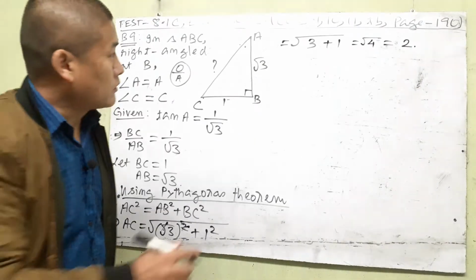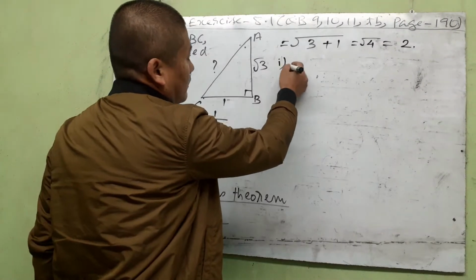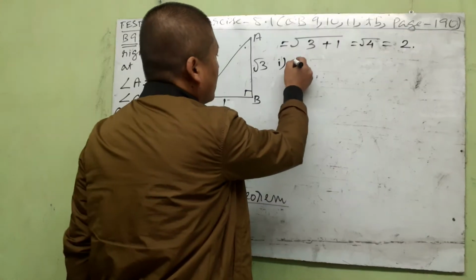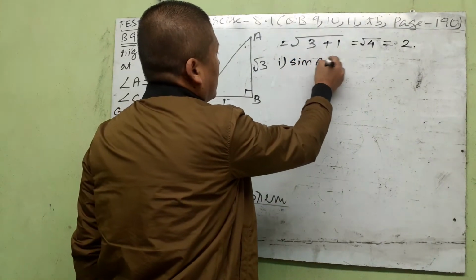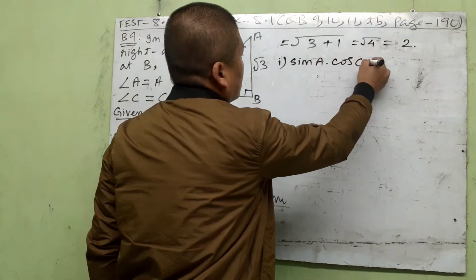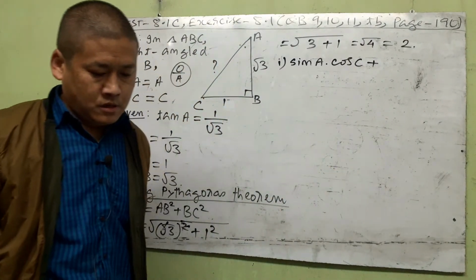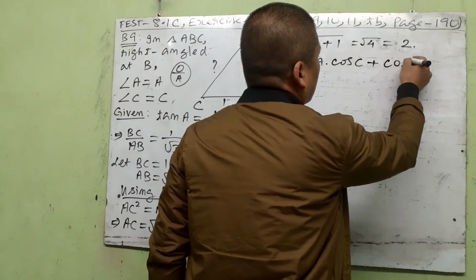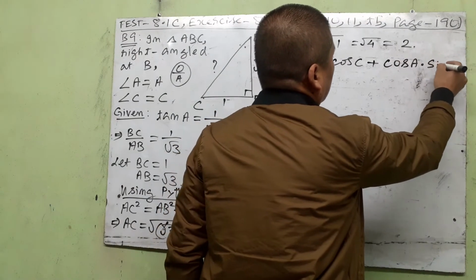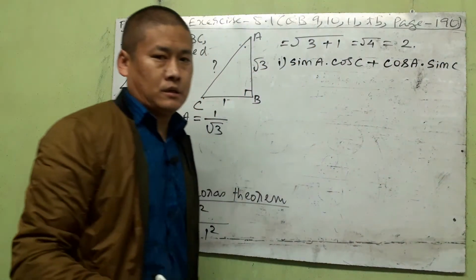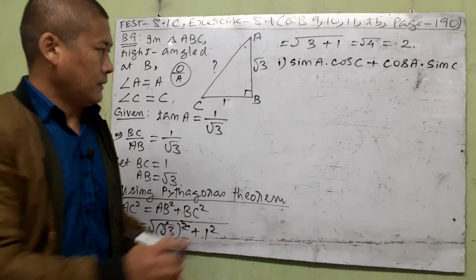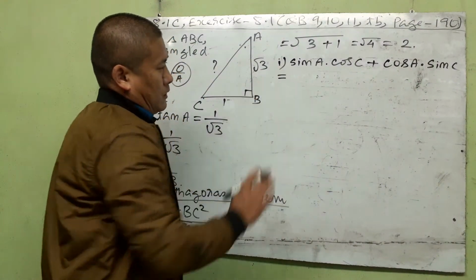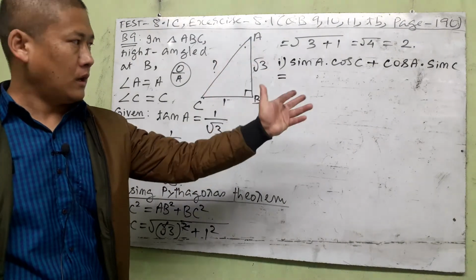So you can evaluate and find out number 1, find the value of sin A into cos C plus cos A into sin C. Cos A into sin C. So as I said, the idea behind doing it is not to hurry, but to think a lot.